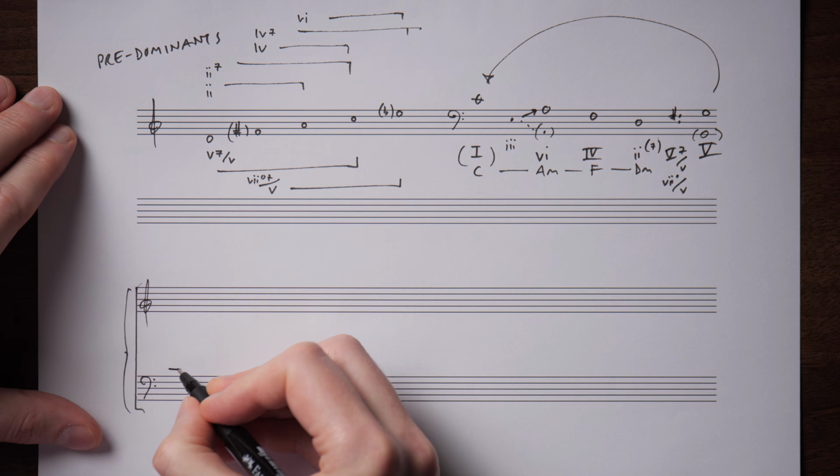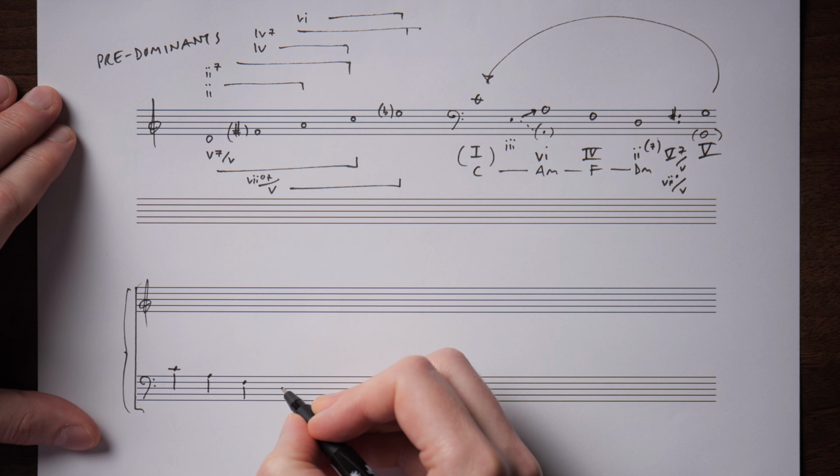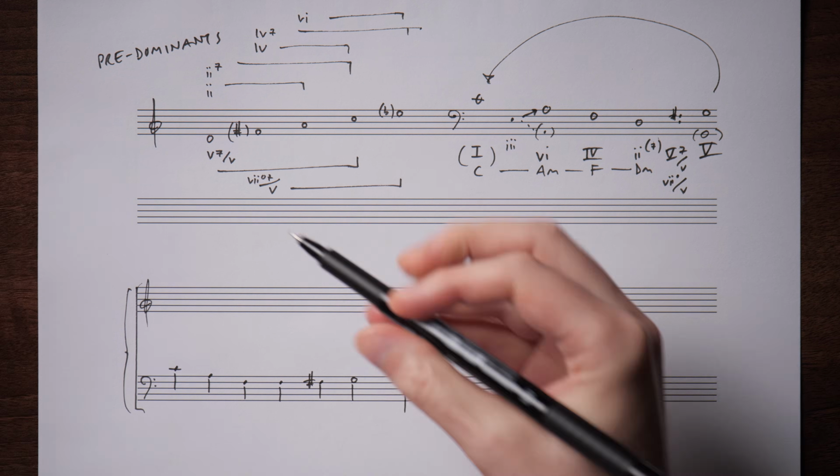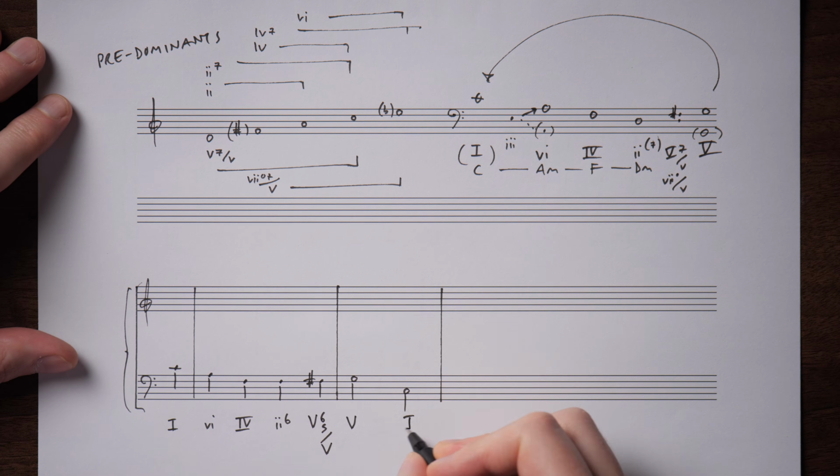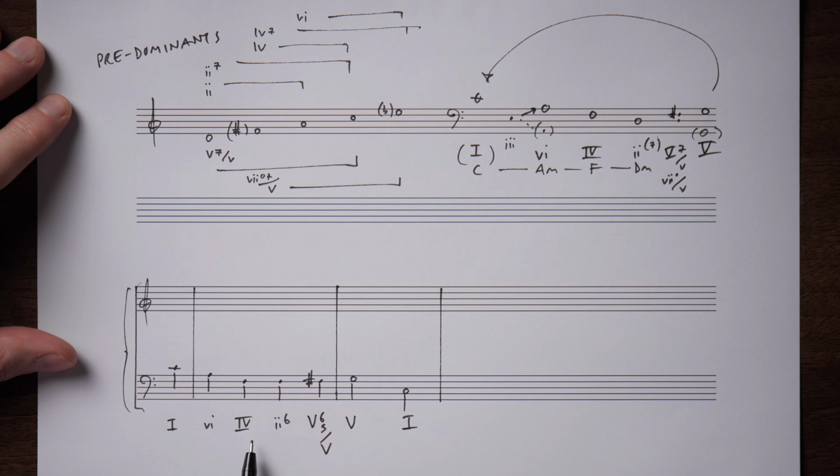Let's say you did use a bunch of these predominant chords, just to illustrate. It might sound something like this. This is C major, A minor, F, D minor first inversion, D7, G, C.